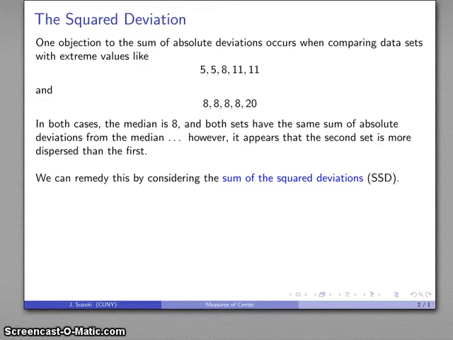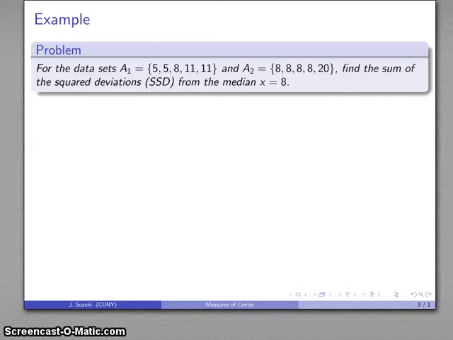And we can remedy this problem of finding the difference between the two sets by looking at the sum of the squared deviations. So as before, that's going to be the deviations from a given value, and this time we'll be looking at the sum of the squares of those values. So, for example, we might take a look at the sum of the squared deviations from the median, x equals 8.